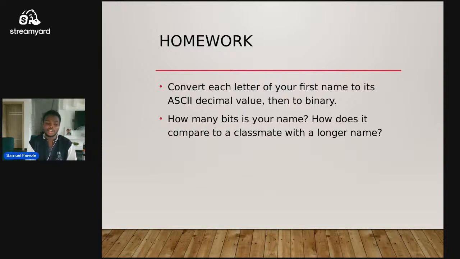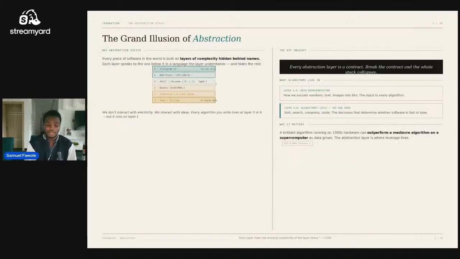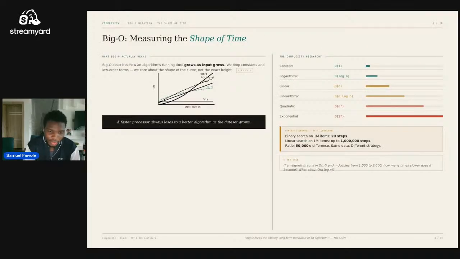And so this is just a basic introduction. I'm going to be going into the nitty gritty of what we have today. So the grand illusion of abstraction, I've spoken a lot about this already. Let us just go down to, okay, I've also spoken about binary. So yeah, the big O notation. The big O notation is basically to measure the shape of time and how the runtime of an algorithm grows as the input grows as well.